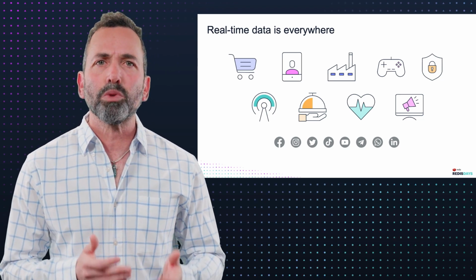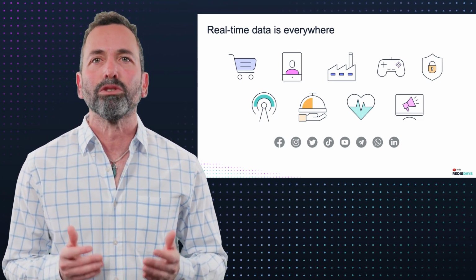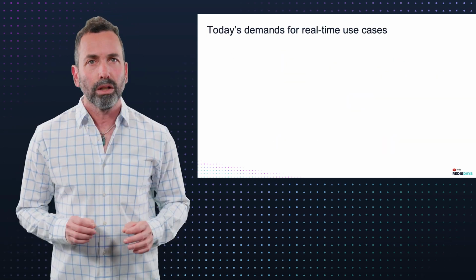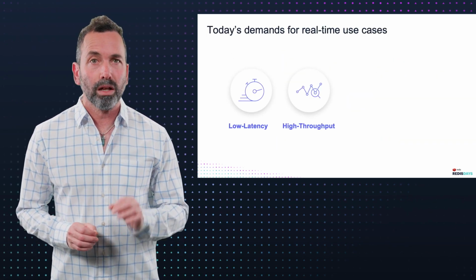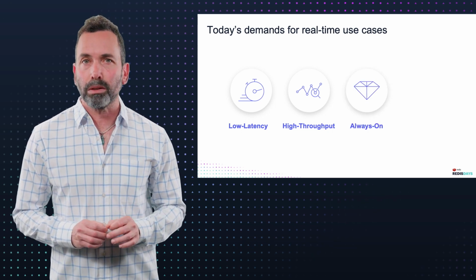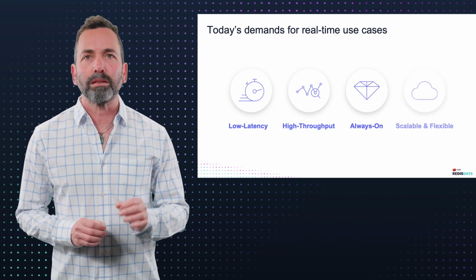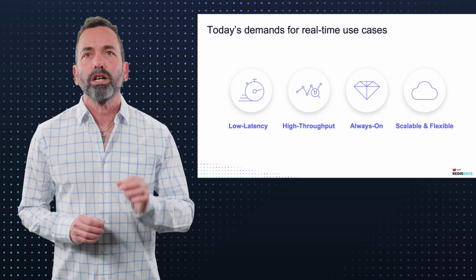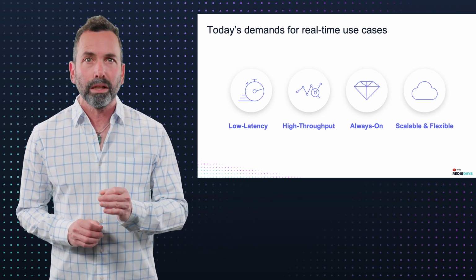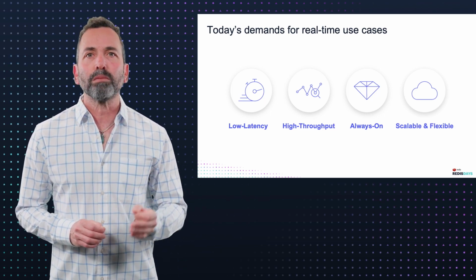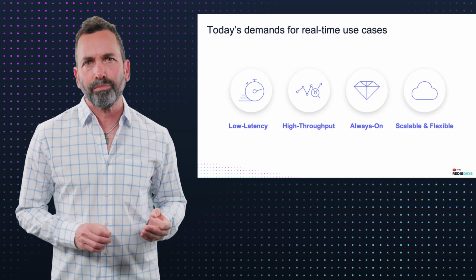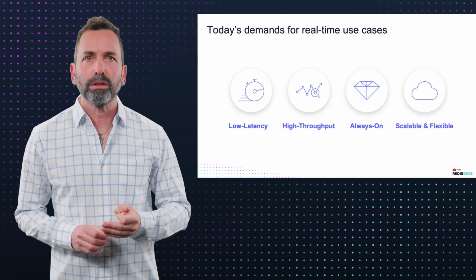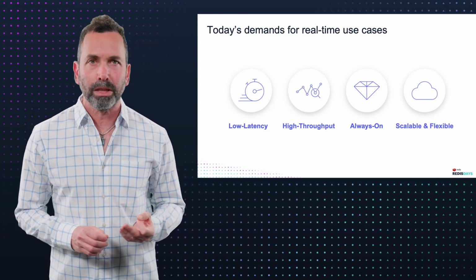To deliver against those expectations, a database will need to meet a few key criteria. First, low latency. Second, high throughput. Third, always-on availability. And finally, scalability and flexibility. That means to scale vertically or horizontally. And of course, to offer flexibility to deploy that data layer anywhere you need it to be deployed, whether that is on the cloud, on premises, or anywhere in between.